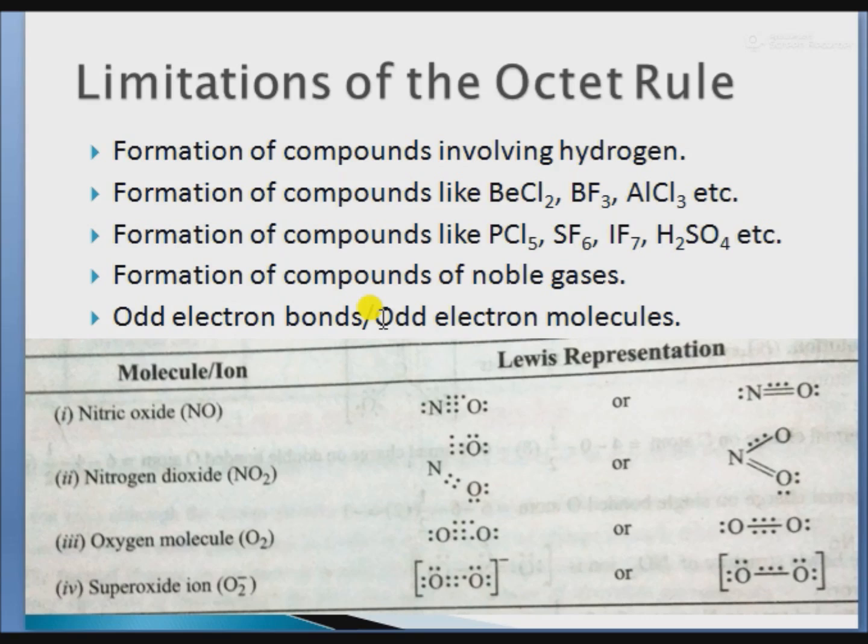Next is odd electron bonds or odd electron molecules. It could not explain the formation of odd electron molecules. For example, nitric oxide, in which nitrogen forms double bond with oxygen and has 3 electrons on the bond. Next is nitrogen dioxide. Next is oxygen molecule. Next is superoxide ion. All these molecules contain odd electrons, although they form compounds and violate the octet rule.